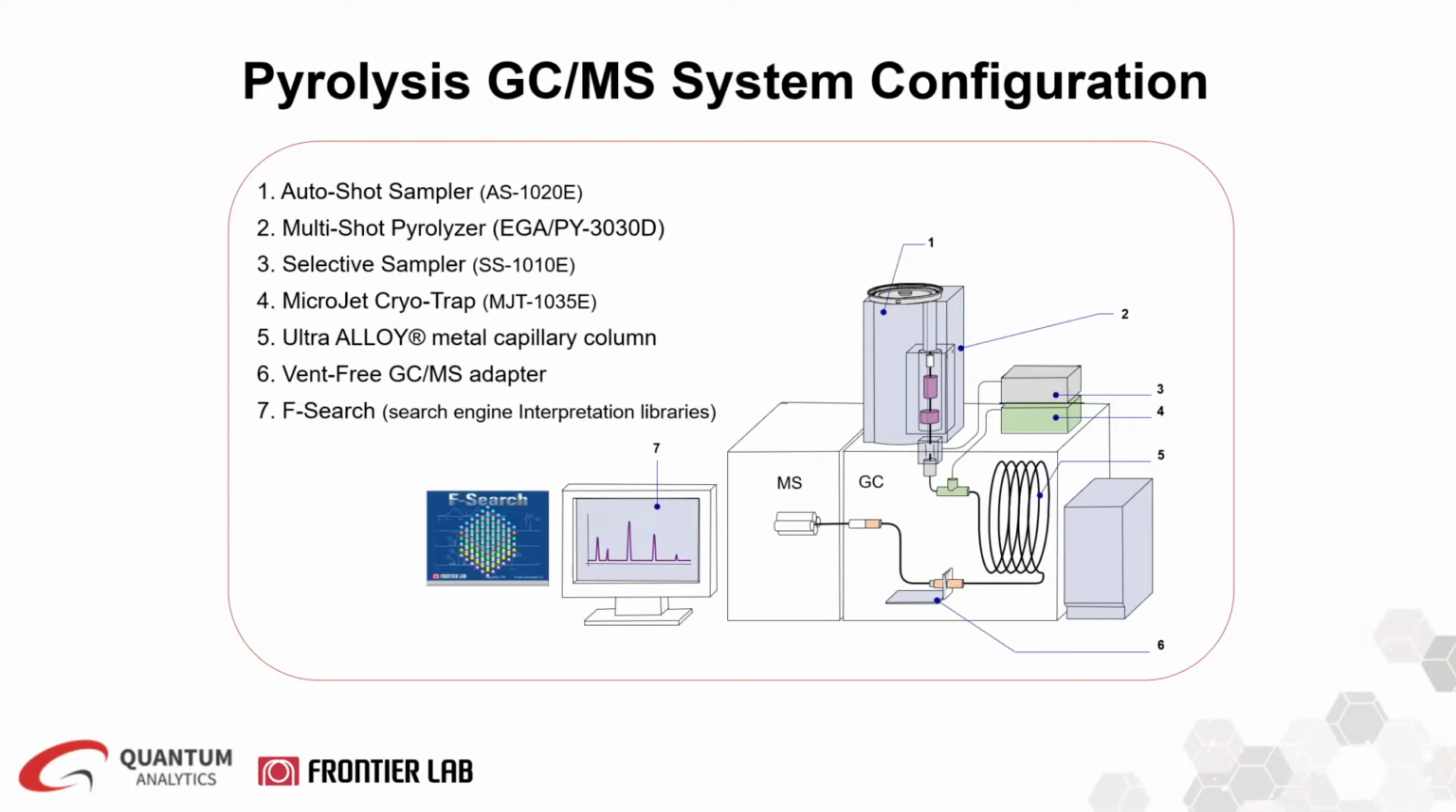You can also see some of the accessories, such as the microjet cryo trap that is shown as number 4 and uses liquid nitrogen to trap and focus lights and volatiles at the head of the GC column. Number 3 is the selective sampler that is used for the hard cutting mode of operation, and I will discuss this shortly. And you can also see the auto shot sampler shown as number 1 that automates the analysis for 48 samples, and also number 6 that is the vent-free GCMS adapter and allows the switching of the columns without venting your MS.